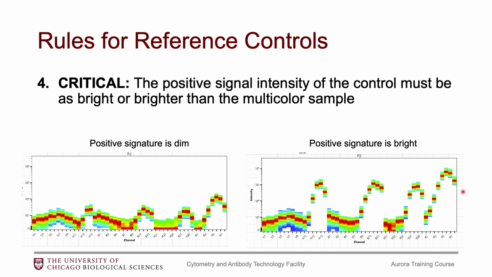If our signature for our reference control is too bright and is basically off scale, then we might need to adjust the instrument settings, and that would have an impact on our fully stained sample if that data was much dimmer, and that just makes everything very complicated. So it's okay if the control is brighter than the sample, but you don't want it to be so much brighter that you have to modify instrument settings.